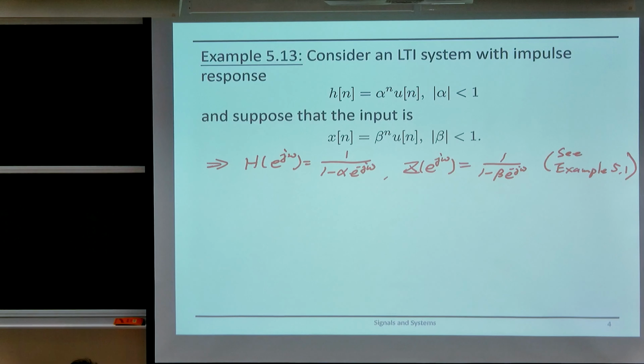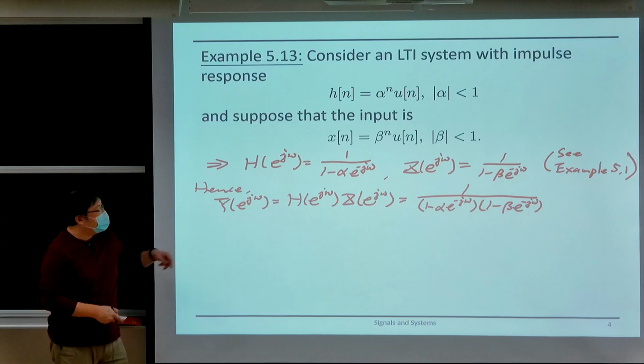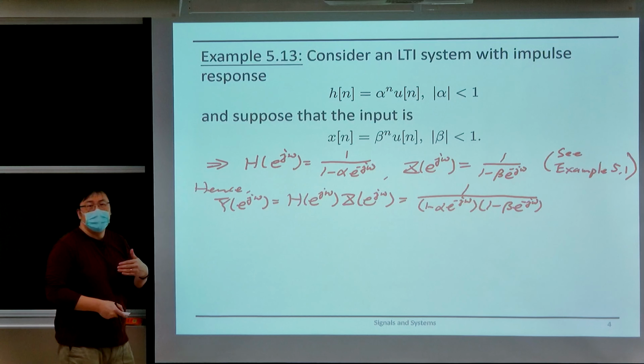So by the convolution property, the output spectrum is just the multiplication of these two. Hence, Y(e^{jω}) equals H(e^{jω}) times X(e^{jω}), and this gives you 1 over (1 minus α e^{-jω}) times (1 minus β e^{-jω}). So then what do you do now? Now you have this output spectrum. How do you convert it to the time domain signal?